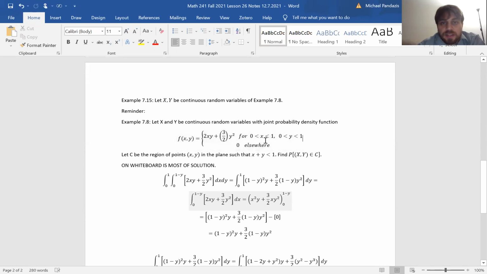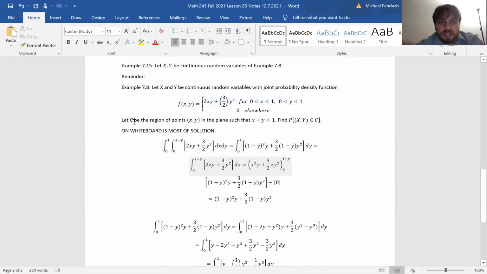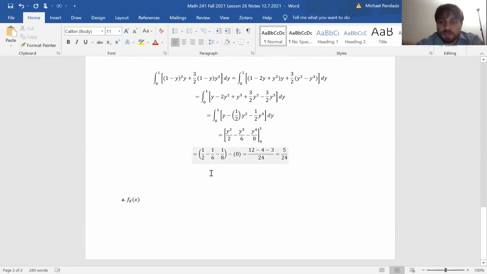Okay, so this tells you that for any given ordered tuple x comma y, f of x comma y is telling you the probability X equals little x and capital Y equals little y. It's only non-zero in this region here, where x is between 0 and 1 and y is between 0 and 1. Okay, and let C be the points in the plane such that x plus y is less than 1, and so we found this probability. Okay, so that was that example.